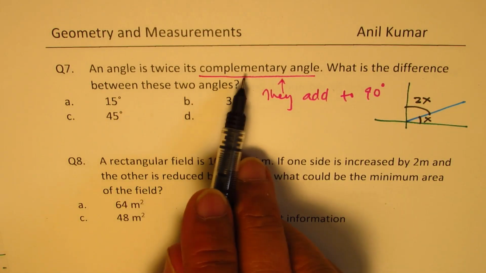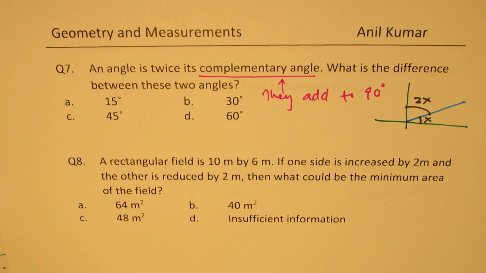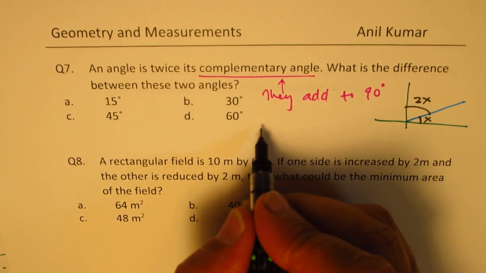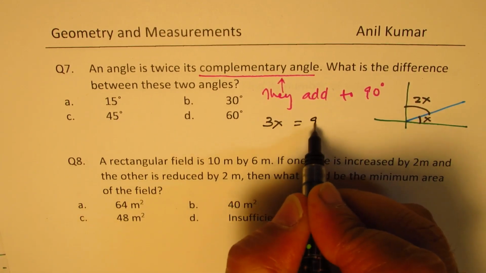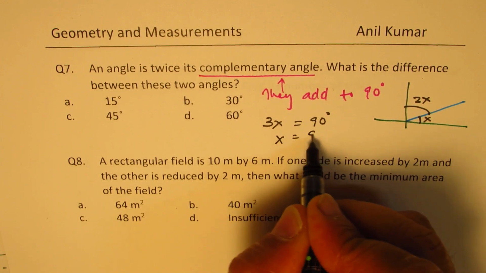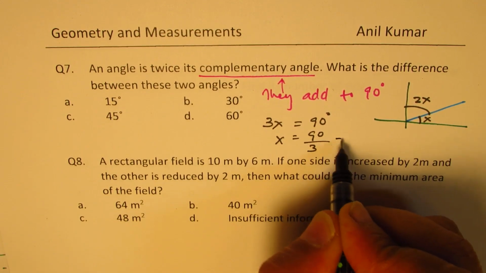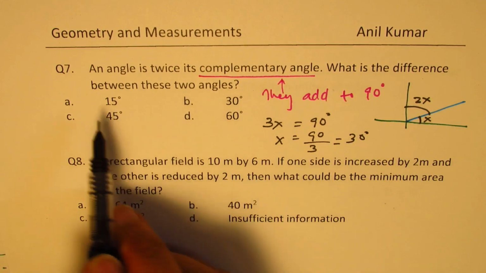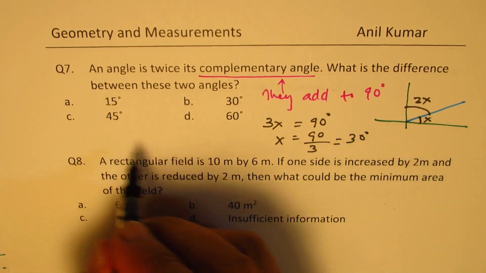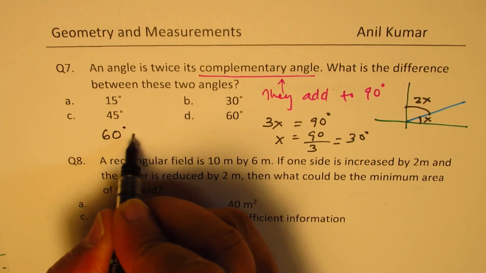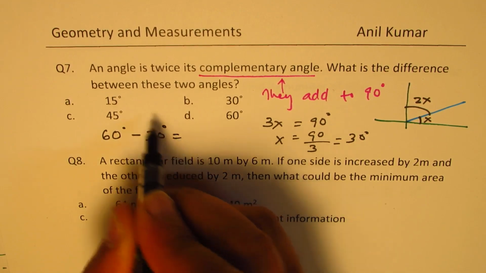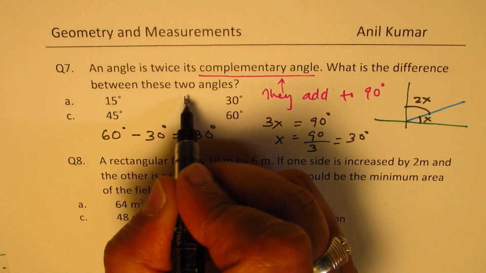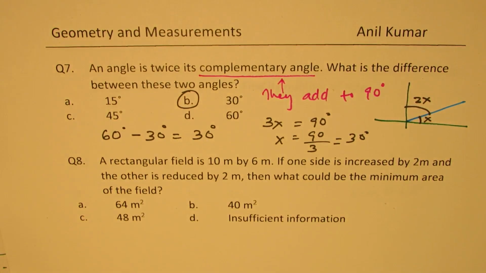An angle is twice its complementary angle. What is the difference between these two angles? So that means 3x equals 90 degrees, x equals 90 over 3, which is 30 degrees. We need to find the difference between these two angles. So the angles are 60 degrees minus 30 degrees. That is the difference. That gives you the answer as 30 degrees, option B, correct?